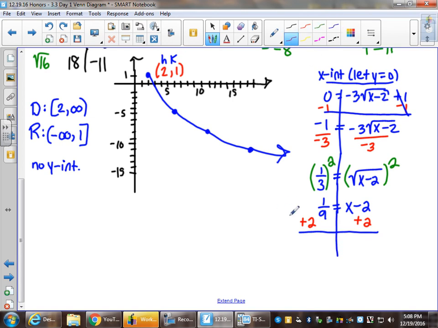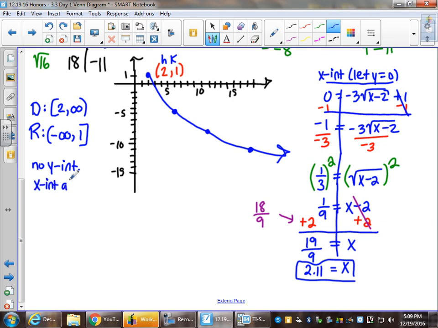To write 2 in terms of ninths, I want to see that as 18 divided by 9. So I get x equals 19 ninths. And when I divide, I got x equals 2.11. If I look, that's definitely a possibility. If I had just curved it a little bit more that way, I definitely would have been more to the side of 2. So our x-intercept is at 2.11, 0.